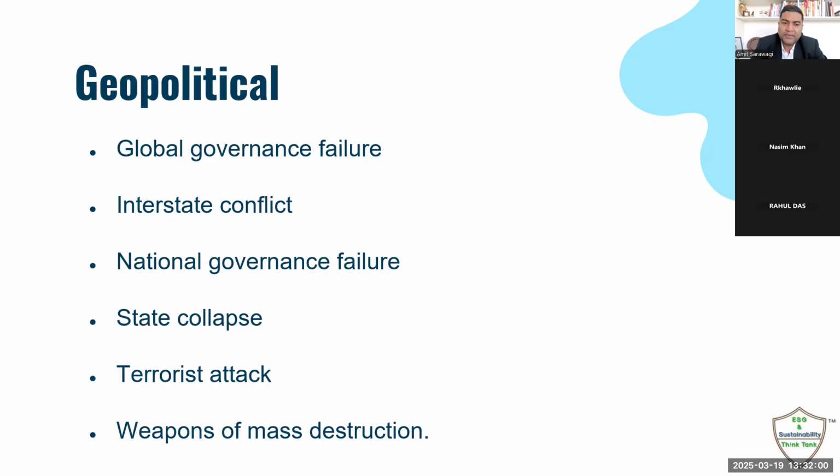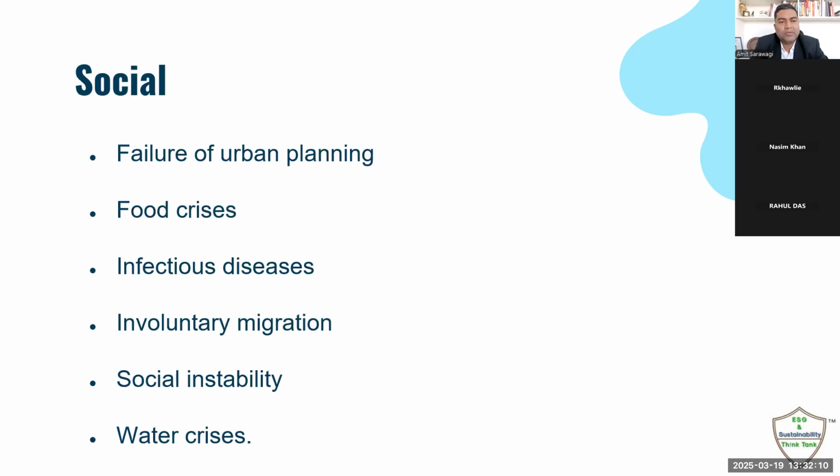If we talk about geopolitical risk in various countries, first is global governance failure, then interstate conflict, national governance failure, state collapse, terrorist attack, weapon of mass destruction. These are some of the top geopolitical risks which countries are facing today. Then social risks prevalent in various countries: failure of urban planning, food crisis, infectious disease, involuntary migration, social instability, and water crisis.